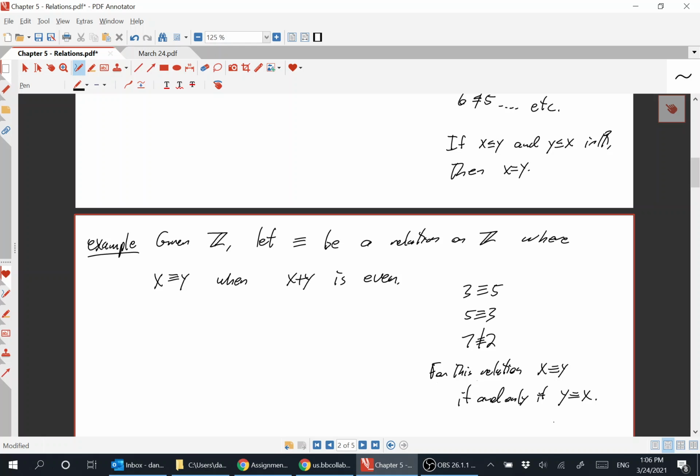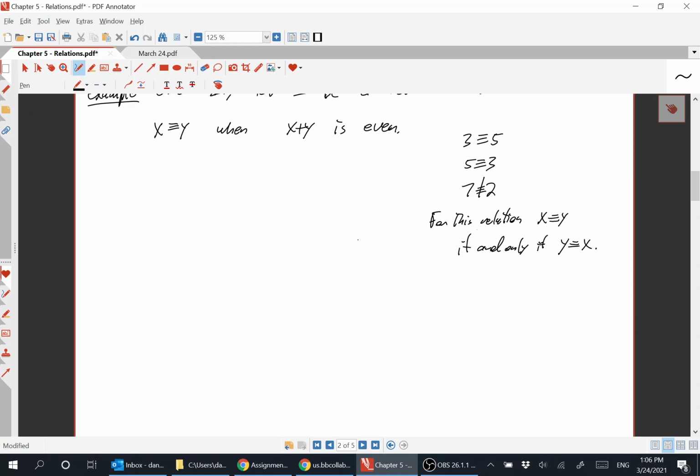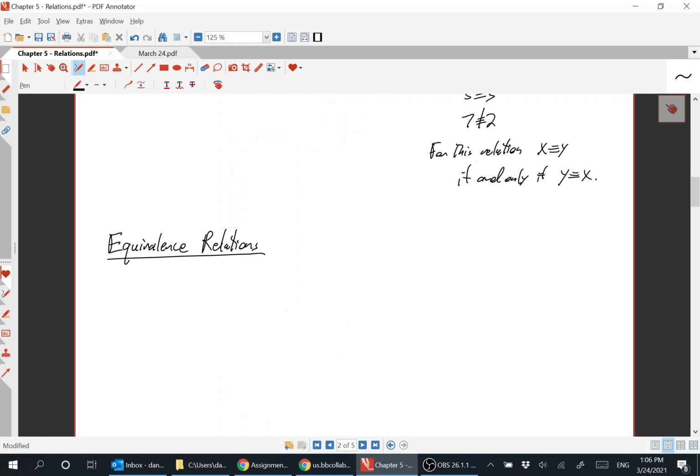Now, relations in their abstract form are not that interesting. Putting conditions on the relations and classifying those different types of conditions is something that is more interesting and something that is used. So a special type of relation is called an equivalence relation.